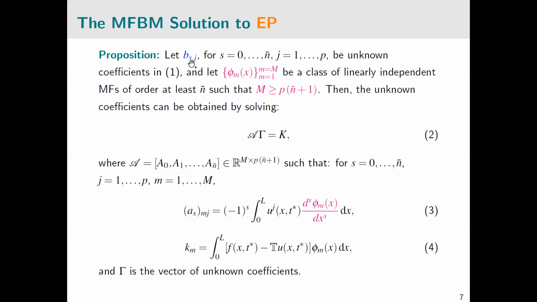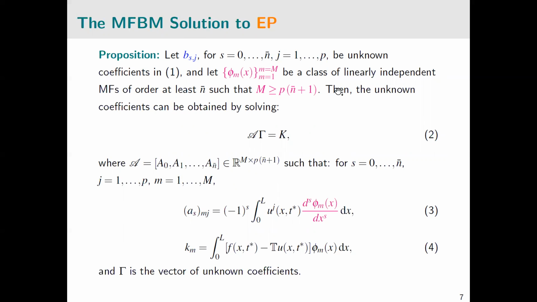Let P_sj be unknown coefficients in equation 1, and let's assume we have phi_m, from m equals 1 up to capital M, a class of linearly independent modulating functions, such that capital M, which represents the number of the modulating functions, is greater than or equal to the number of the unknowns, I mean the number of P we have.